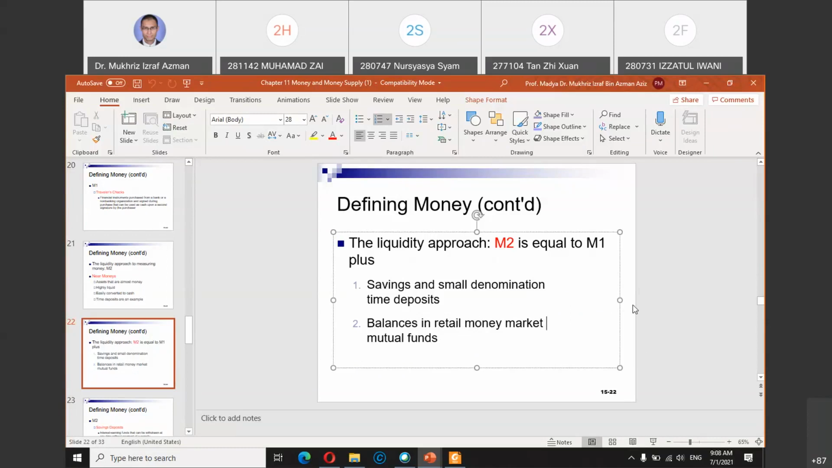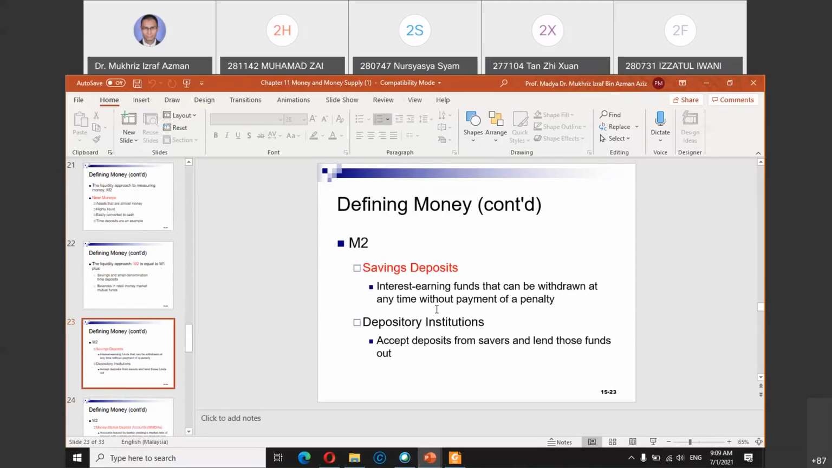But at the end of the day, what you need to understand is the general idea of the definitions of money. M1 is the most liquid. M2 is much broader. It includes M1 plus these other two: savings deposits and deposits in depository institutions. Savings deposits are the money that you put in the bank that you can withdraw anytime without paying any penalty or charges. So the money that you put in the bank is considered under M2.